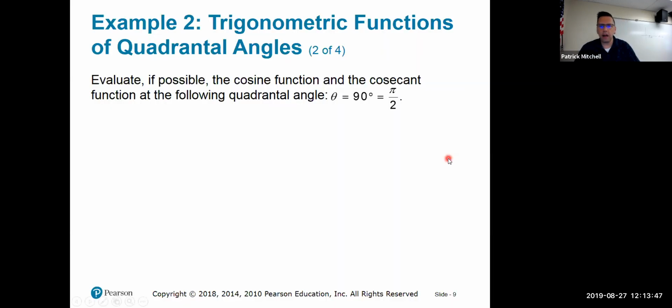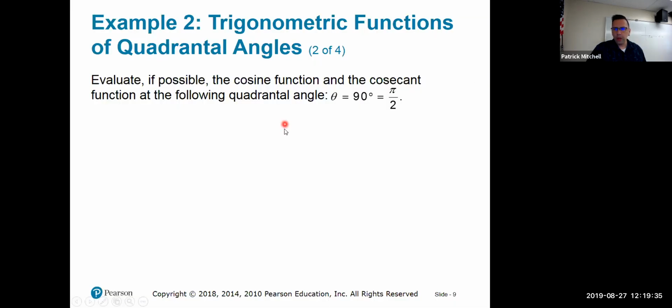Okay, the second example is very, very similar. Evaluate, if possible, the cosine and the cosecant functions at the quadrantal angle 90 degrees, aka pi over 2. If you're watching the video, I'll ask you to pause the video and see if you can do this one similar to how I did the last one. And we'll compare notes when you're ready.